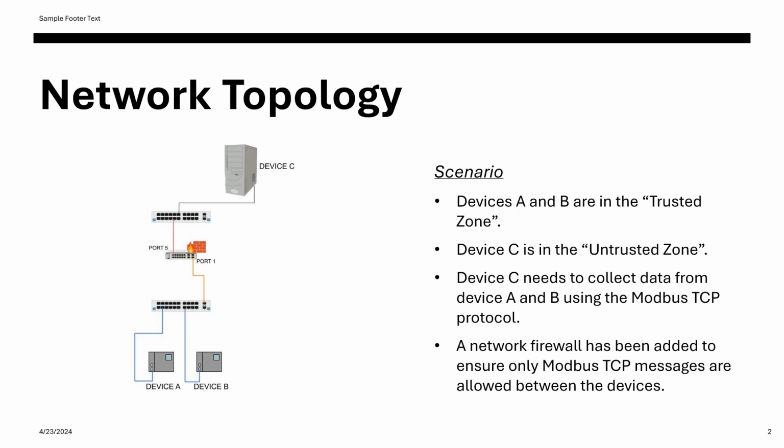Originally, these three devices were connected to a single network switch, and device C would fetch information from device A and B utilizing Modbus TCP. The customer requested to segregate these devices into two separate networks connected via a firewall, so that device C could continue to fetch data from device A and B, but only through Modbus TCP, and all other applications and ports would be blocked.